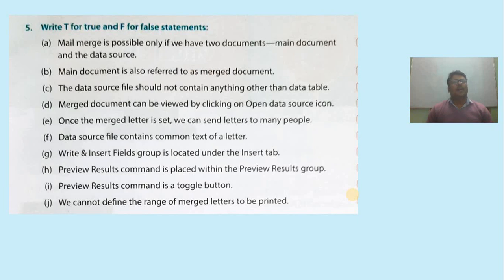So now true and false. Mail merge is possible only if we have two documents. Yes, this is true. Main document is also referred to as a merge document. False. The data source file should not contain anything other than a data table. True. The merged document can be viewed by clicking on the Open Data Source icon. False. Once the merged letter is set, we can send a letter to many people. Yes, true. Data source file contains common text of a file. No, the main document contains it. So this is false.